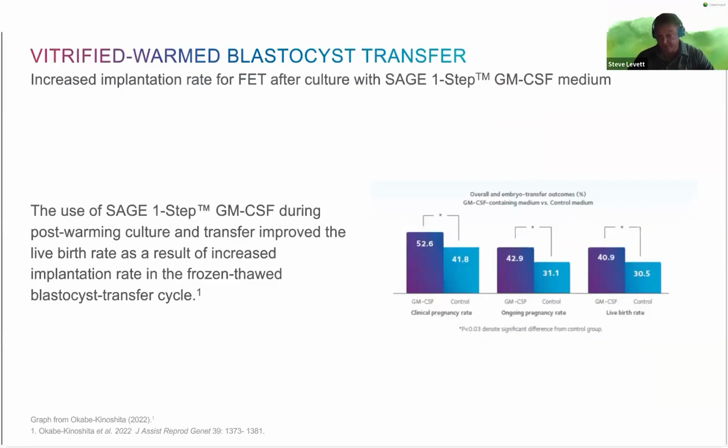There have been some developments recently in embryo transfer, particularly the transfer of vitrified warmed blastocysts. This paper from Japan that came out in 2022 quite clearly showed that the presence of a cytokine in the embryo transfer medium, here GM-CSF, granulocyte macrophage colony stimulating factor, improved all of the clinical parameters that they measured. So you can see here the clinical pregnancy rate, the ongoing clinical pregnancy rate, and live birth rates were all improved when GM-CSF was present in the embryo transfer media.